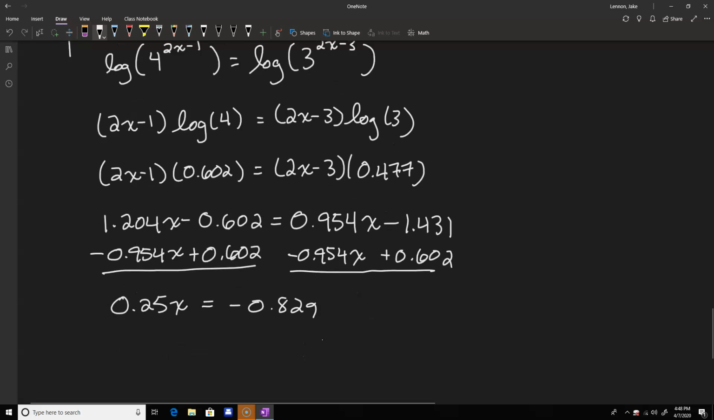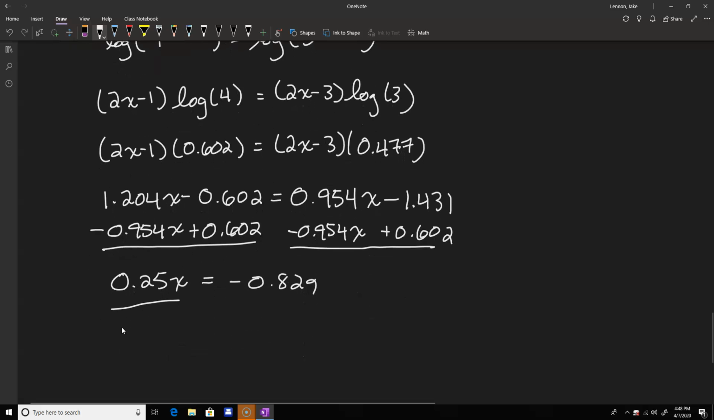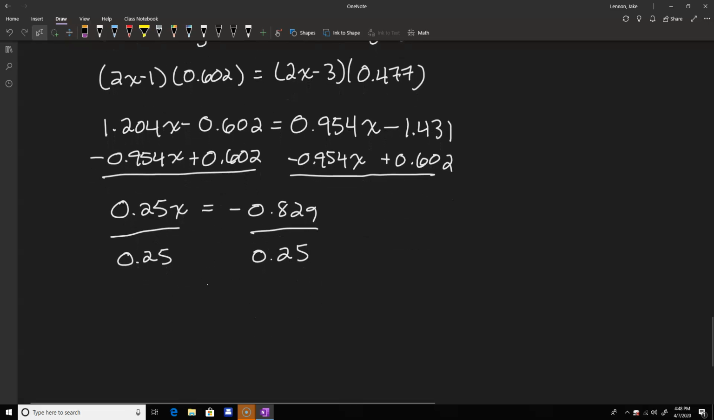Now what we want to do is just divide by 0.25 on both sides. So we get our value for x, which is approximately negative 3.316. If you were rounding to 2 places, you could round that to negative 3.32. But that is it for this example.